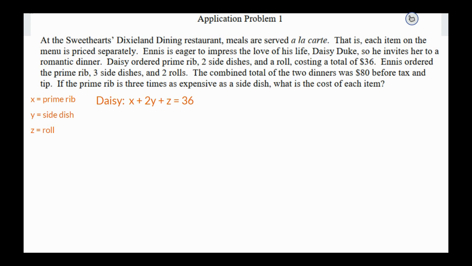Okay, next up is Ennis. It says Ennis ordered the prime rib, 3 side dishes, and 2 rolls. So that would be x plus 3y plus 2z equals... where'd that come from? It says the total of the 2 dinners was $80 before tax. Well, we know that Daisy was $36. 80 minus 36 is 44. So there's our equation for Ennis.